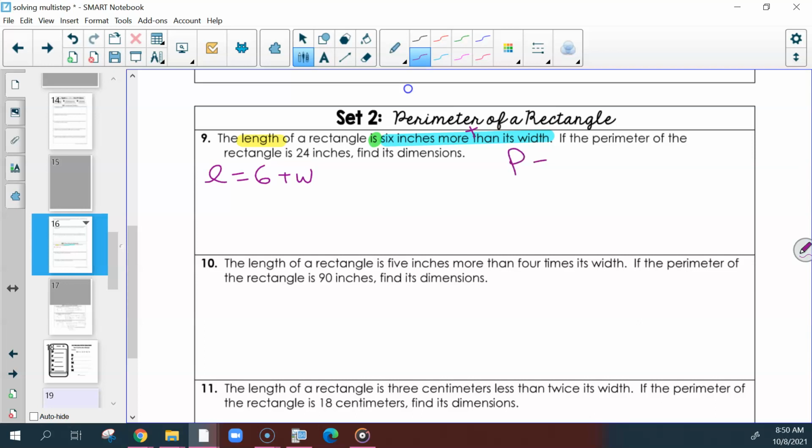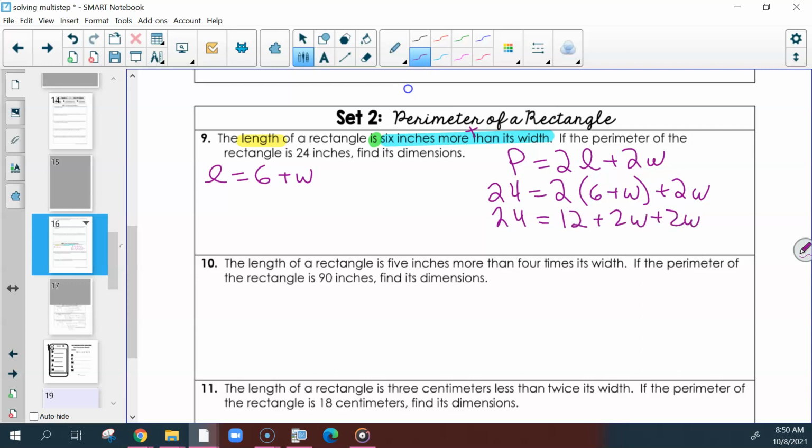Then we know our perimeter is 2 times our length plus 2 times our width. So we can put in everything we know, our length and our perimeter. So 24 equals 2 times, we found this to be our length, and then add that 2w at the end. And then from there we can solve. So this would be 12 plus 2w plus that original 2w, that's your width. Combine your like terms.